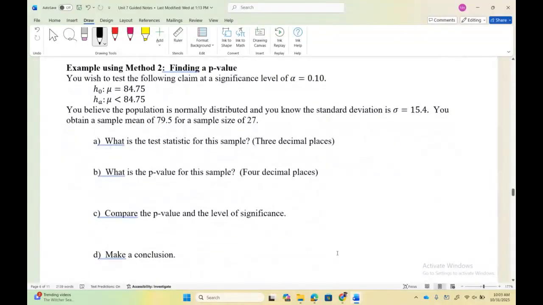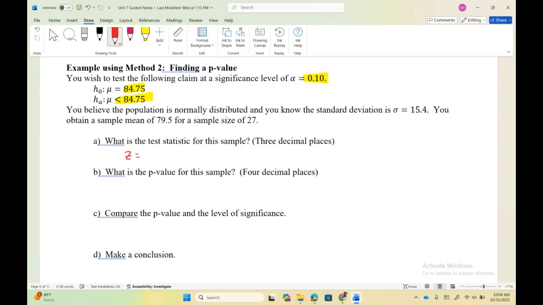All right, so now we're going to do this problem with the method of finding a p-value to make a conclusion. Okay, so up here we have a level of significance. We have a population mean, and we have an alternative hypothesis. Okay. All right, so this says we have a standard deviation of 15.4. You obtain a sample mean of 79.5, and we have a sample size. What is the test statistic?